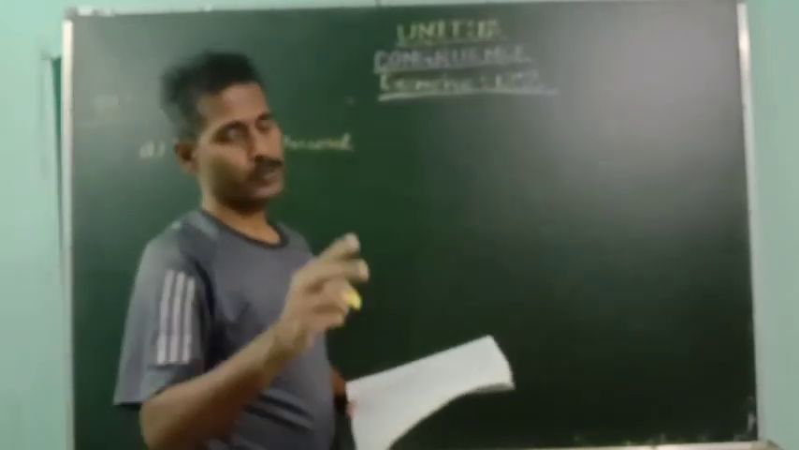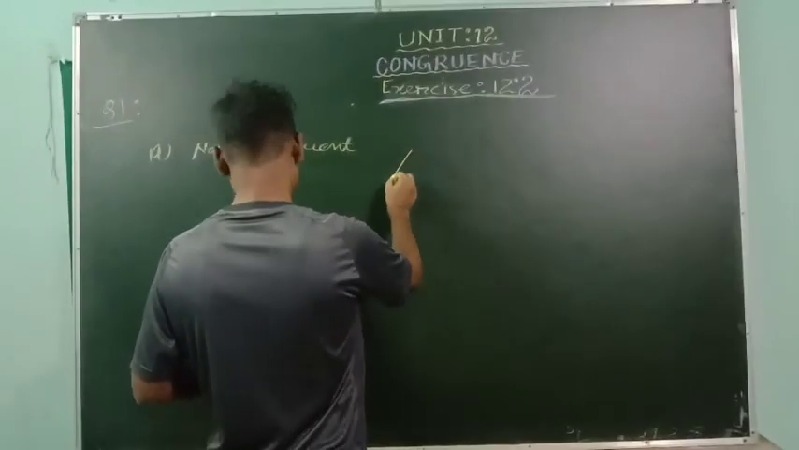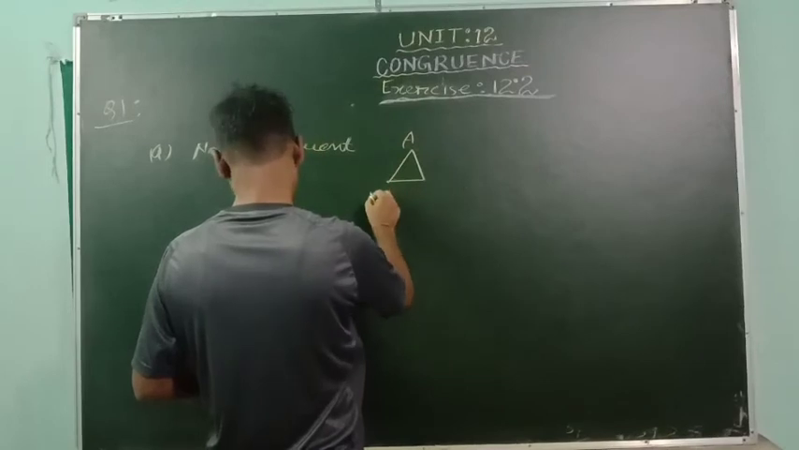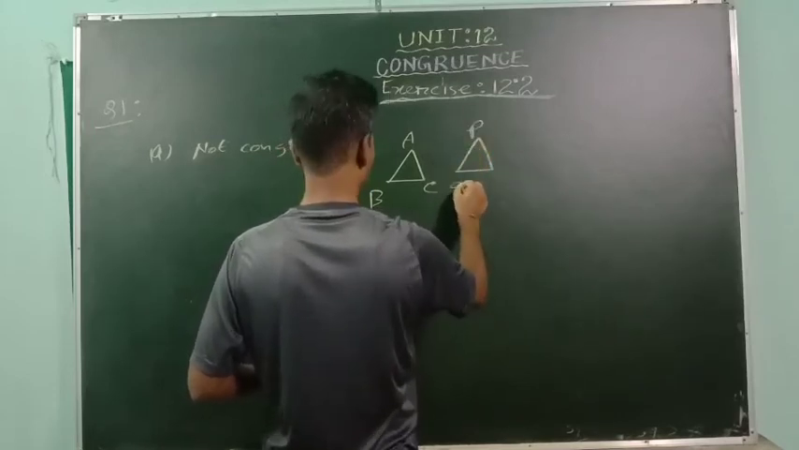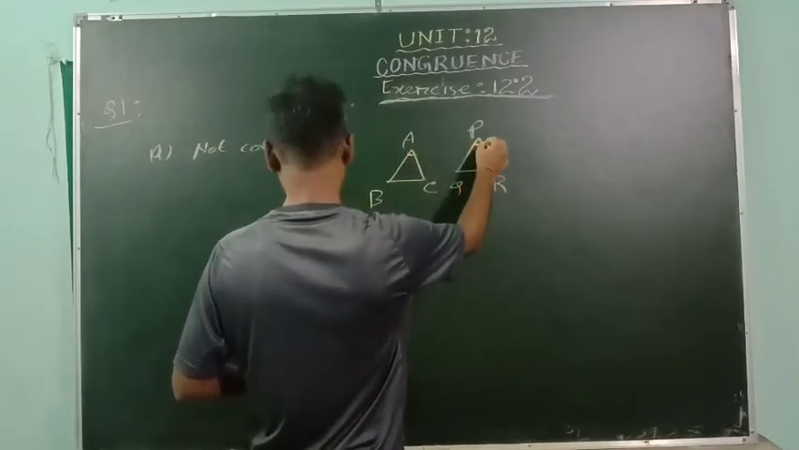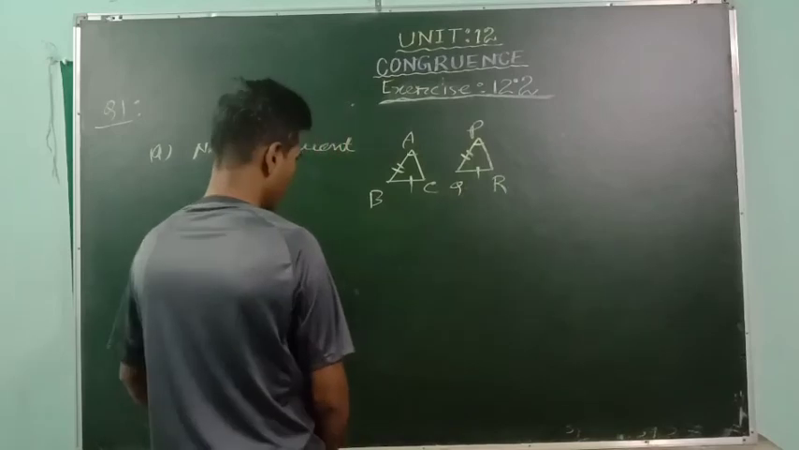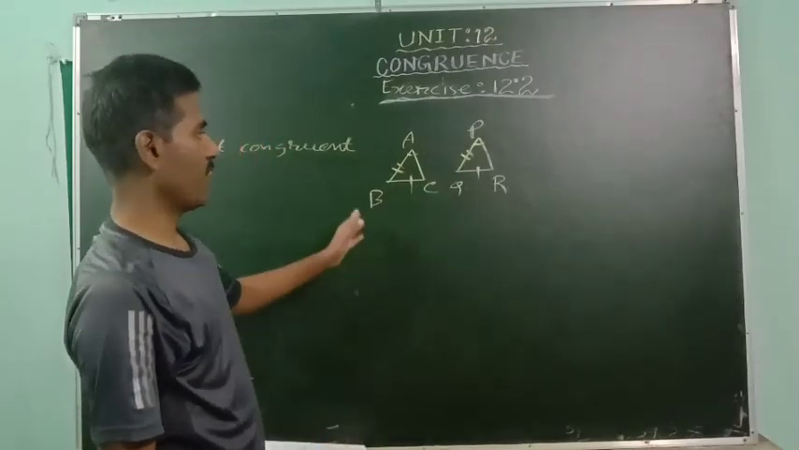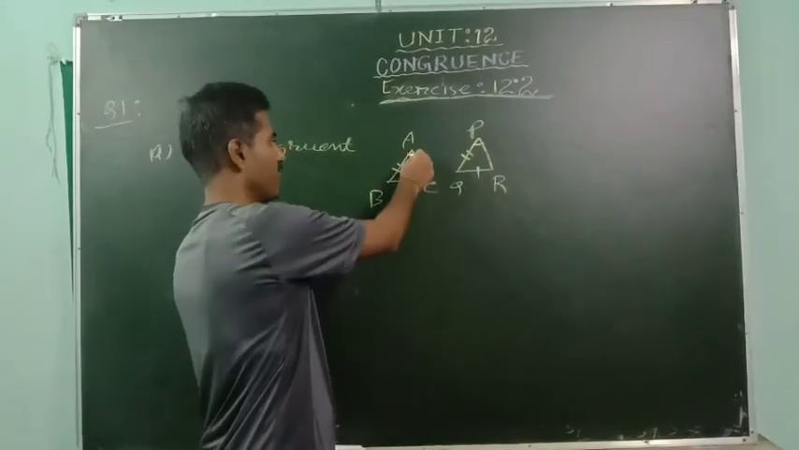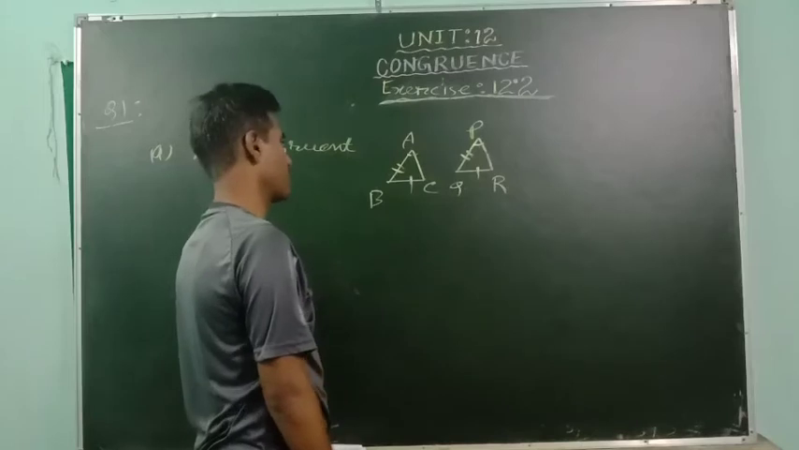Why not congruent? To be congruent, what do you need? Two sides and the included angle. Here in sub-question A, you got ABC and PQR. Angle A equals angle P given, side AB equals side PQ given, side BC equals side QR given. Now what we got? Angle side side. We don't have any criterion like this. Our criteria are either angle side angle or side angle side. But here we are getting angle side then side, and we don't have any criterion like this. So sub-question A is not congruent.